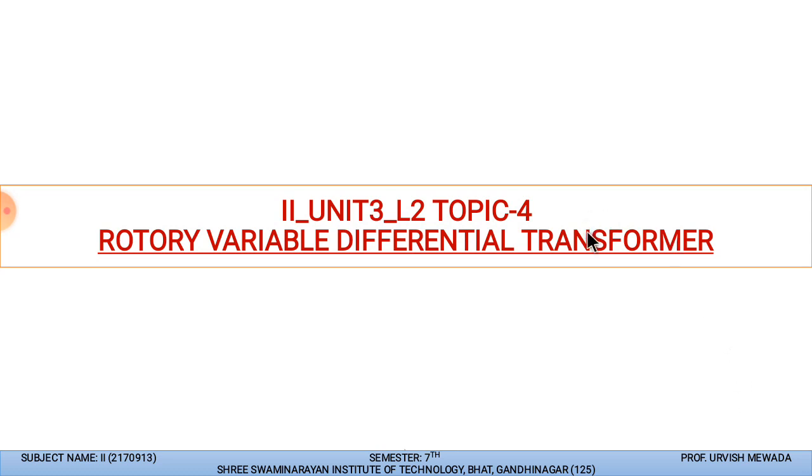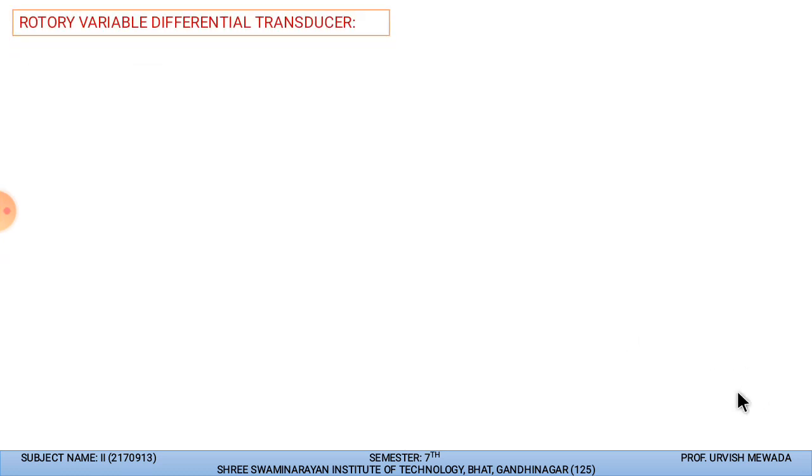We can use both the words over here, transformer or transducer, because the working principle is somewhat like a transformer. That's why we are indicating transformer over here. But that device converts a physical quantity into an electrical quantity, so that's why it is also called a transducer. So this is the rotary variable differential transformer. Let us discuss how it acts. Generally it converts the rotary motion into an electrical signal.